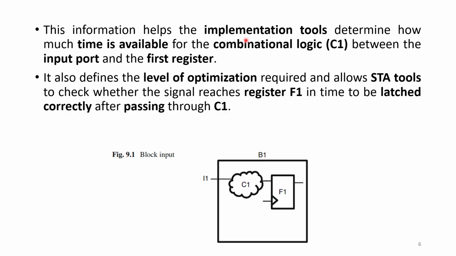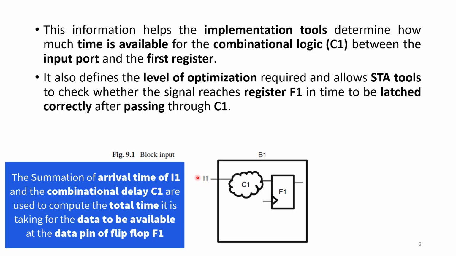This information helps the implementation tools. Here the implementation tools are nothing but, you can take Cadence Innovus for PNR, determines how much time is available for the combinational logic C1 between the input port and the first register. If we get to know the amount of time that it takes for the data to be available at I1, then depending upon that, some delay will get added according to C1. Here C1 is nothing but a combinational block, so it will have some combo delay. So the delay of I1 followed by C1 is the total time it is taking for the data to be available at the data pin of the flip-flop F1.